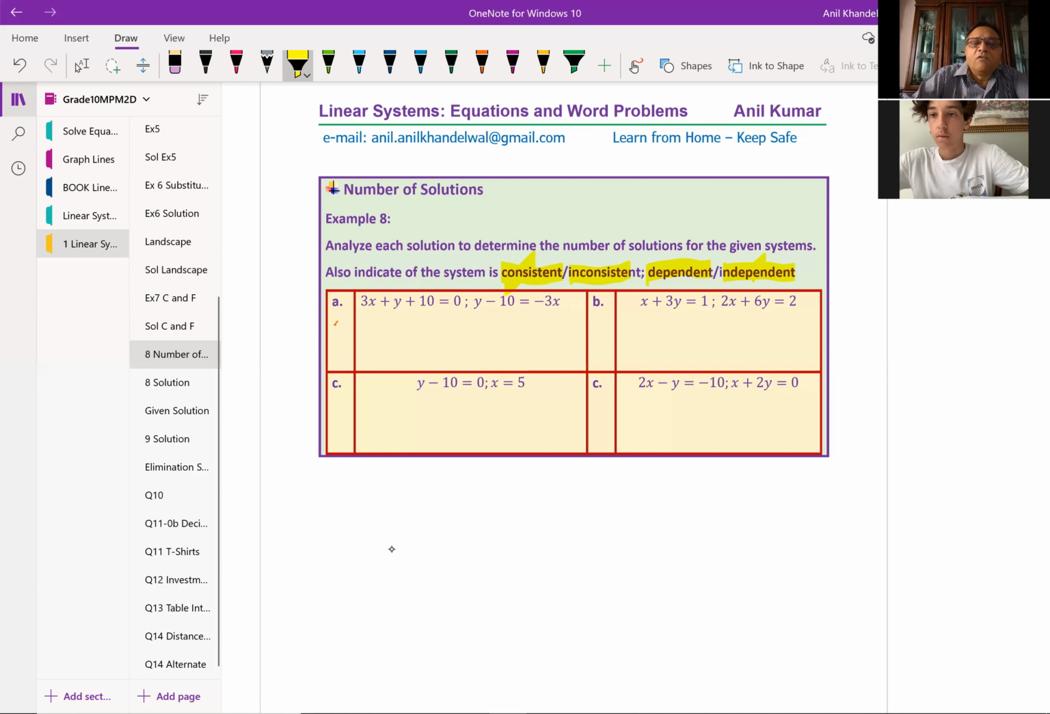Now, part C. y minus 10 equals 0, x equals 5. Is this system consistent or inconsistent? It is consistent because they're going to have a point of intersection. What is the point of intersection in this case? What is the x coordinate? What is the y coordinate? The x coordinate is 5 and the y coordinate is 10. So you have to write within the coordinate system 5, comma 10. Yes.